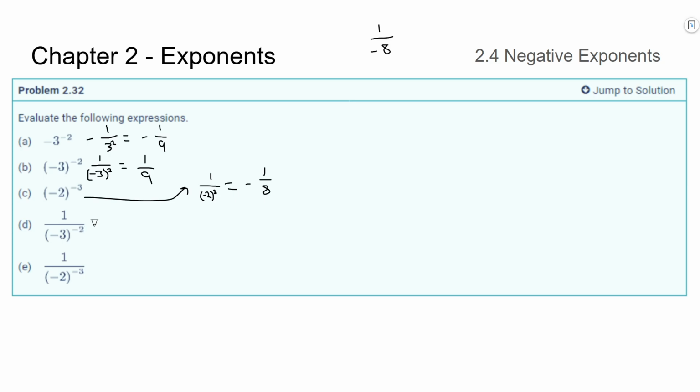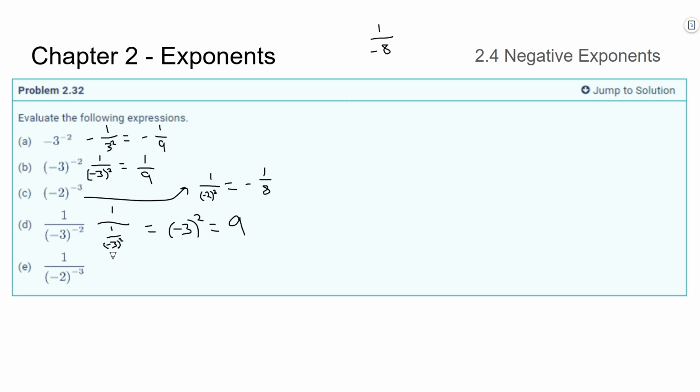All right, so then this next one here, we have 1 over -3 to the -2. So we have 1 over, well, negative exponent is just going to be the reciprocal. So 1 over -3 squared. So reciprocal of reciprocal, that's going to be -3 squared, which we know is going to be positive 9.